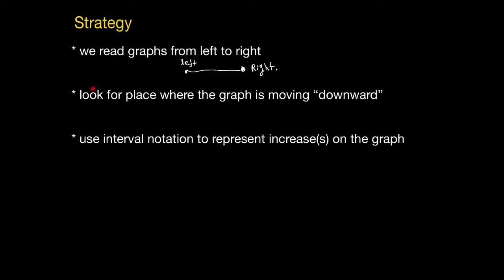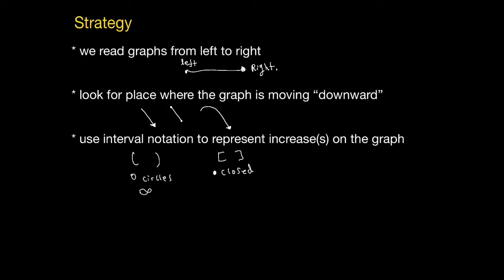And today we're gonna look for the places in which the graph is moving downward. So we want to look for those downward movements. Things that look like this are the object of interest today. And again, we're gonna express this by using interval notation. So parentheses, open circles, and infinity. And for brackets, we use the closed. When we have closed circles, that's when we need to use the brackets.